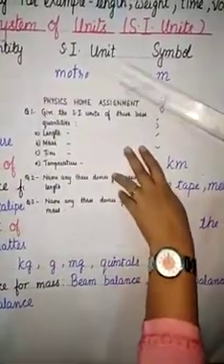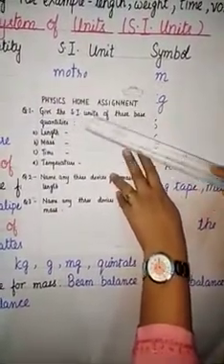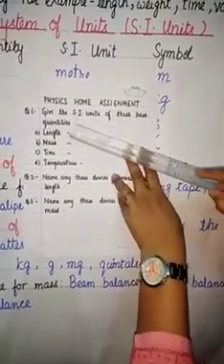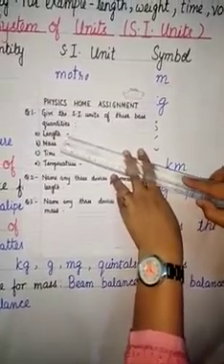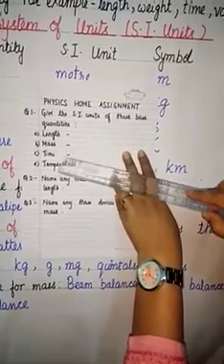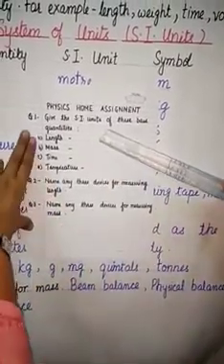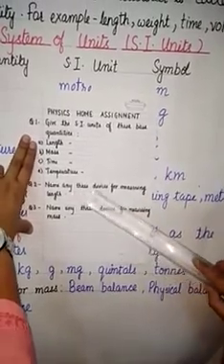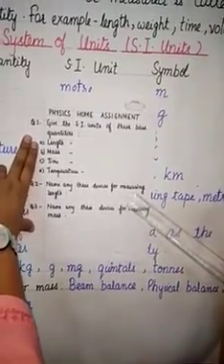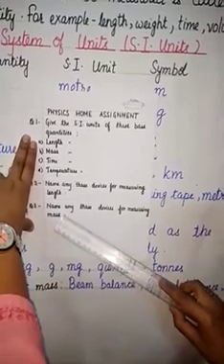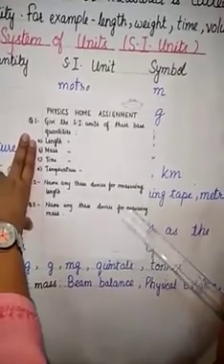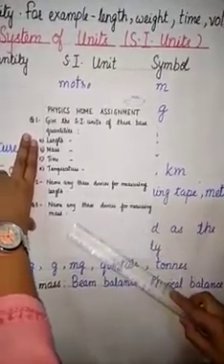So the home assignment for today is, give the SI unit of these base quantities. First is length, second is mass, third is time, fourth is temperature. You have to write the SI units of these quantities. Name any 3 devices for measuring length. And the next question is, name any 3 devices for measuring mass.